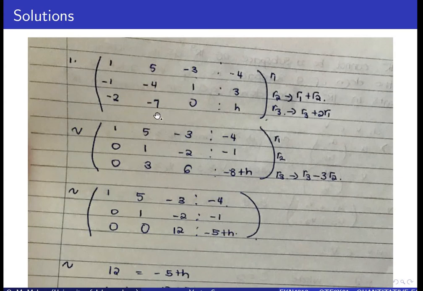I formed a matrix out of those 3 vectors that I was given, and I equated them to y, the matrix. So what I do is I reduce my system into echelon form. Once my system is reduced into echelon form, like here, I have that 12 is equal to -5 plus h, which means I can solve for h, and h is 17. So if h is 17, y will be in the subspace spanned by these 3 vectors, v1, v2, and v3.